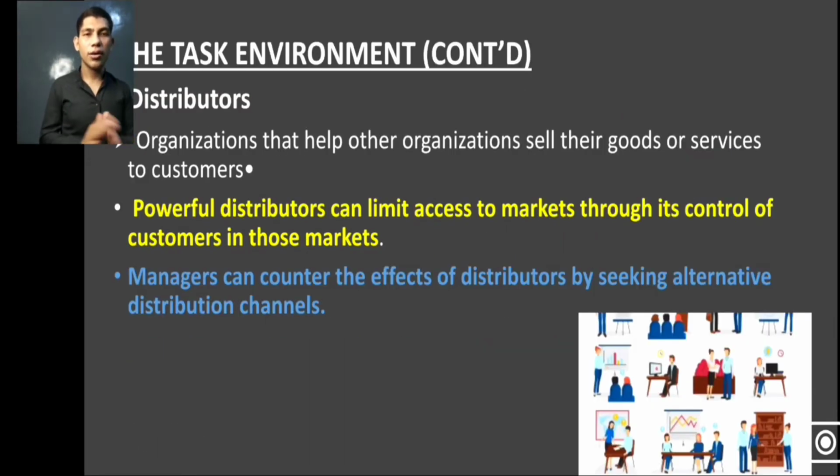In the task environment, distributors are organizations that help other organizations sell their goods or services to customers. A powerful distributor can limit access to the market through its control of the customers. The manager can counter the effect of the distributor by seeking alternative distribution channels.